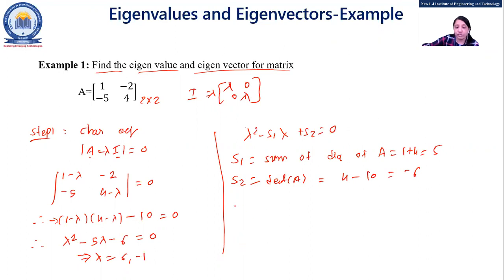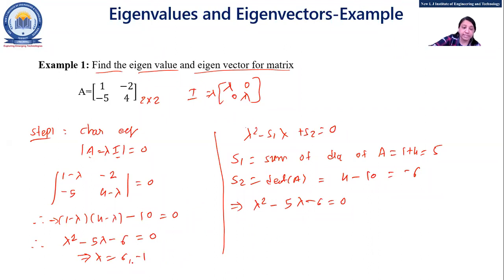So your equation would be lambda square minus S1, so 5 lambda, plus S2, which is minus 6. So you directly get that equation. Whichever method you find easy, you can follow. Any doubt on this? Fine.